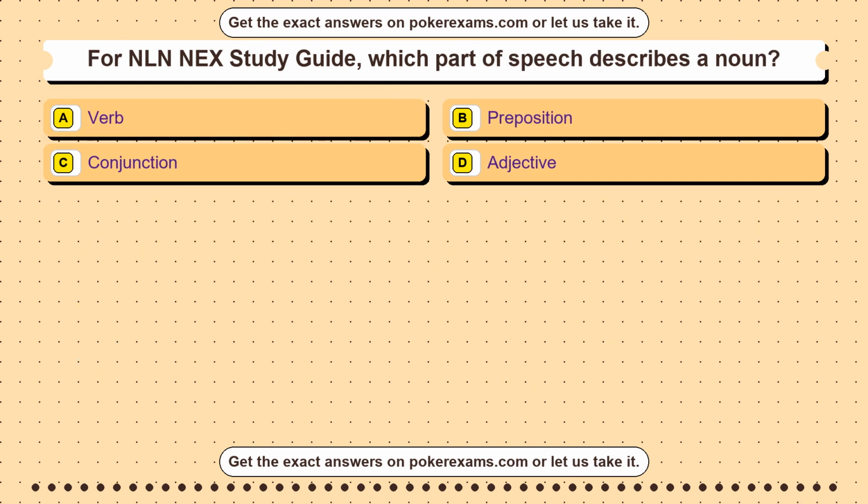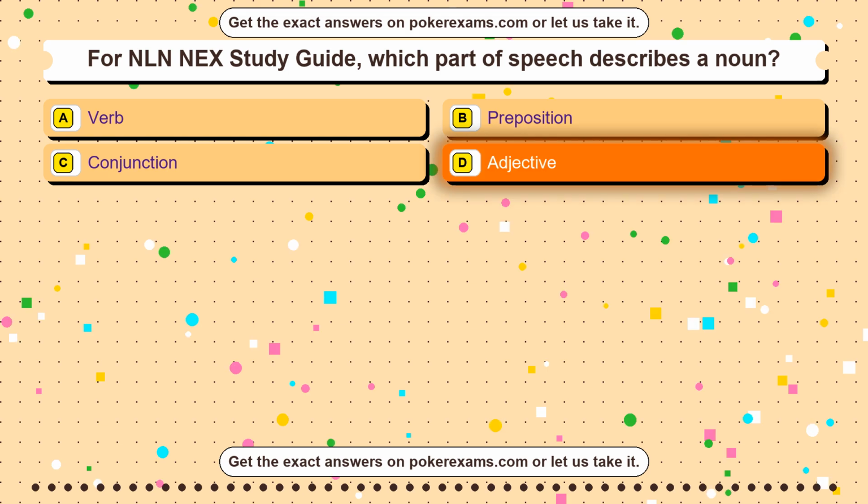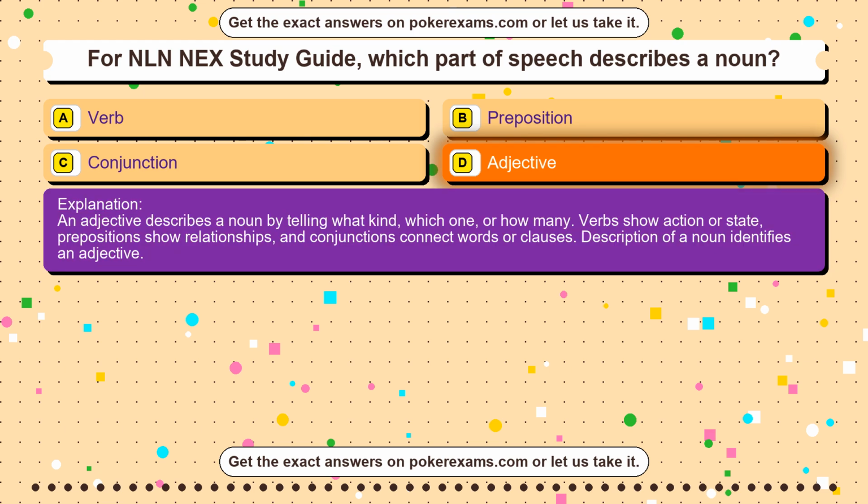Question 2. For GED scientific method practice, which force pulls objects toward Earth? Option A friction. Option B magnetism. Option C static electricity. Option D gravity. The correct answer is option D. Gravity pulls objects toward Earth. Friction resists motion, magnetism acts between magnetic materials, and static electricity involves electric charges. The downward pull clue identifies gravity.